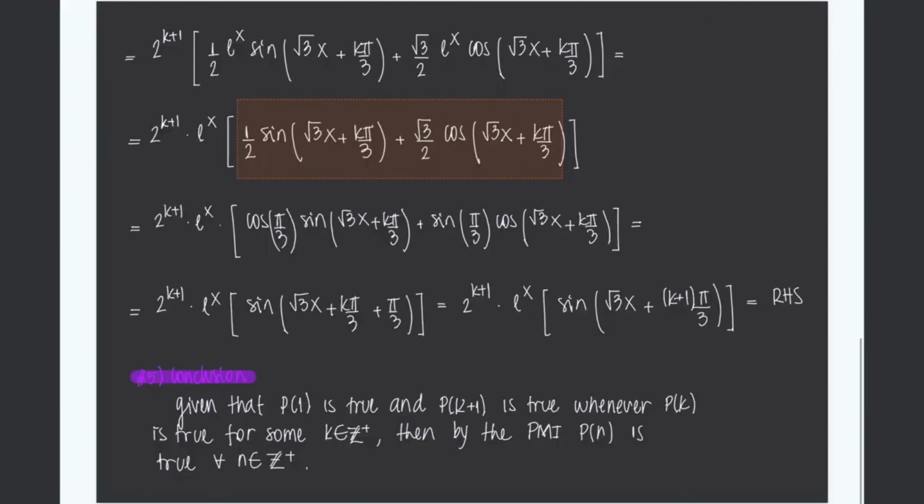Now the last thing that we should do is to write the conclusion. Kind of a boring part, but we need to do it. So given that P of 1 is true and P of k plus 1 is true, whenever P of k is true for some positive integer k, then by the principle of mathematical induction, PMI, P of n is true for all positive integers.